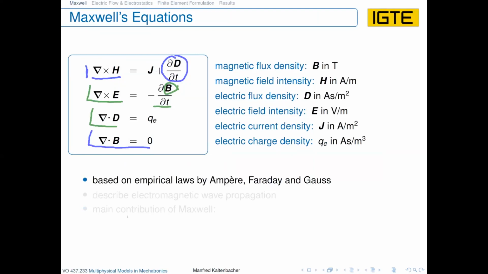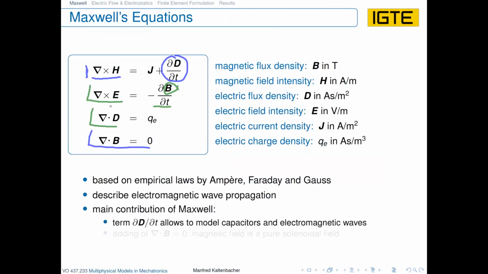Okay, summarizing, Maxwell's equations are based on the empirical laws of Ampere, Faraday and Gauss. Ampere was the first equation. Here, this is the important extension done by Maxwell, important if we discuss electromagnetic wave propagation, which will not be the case here. Faraday is the second one, and Gauss the third one. They can not only describe magnetostatic or eddy current problems or electrostatic problems, but they can also describe wave propagation. That is due to the main contribution of Maxwell, the first one, that we have this so-called displacement current density, the time derivative of D, the electric flux density, and the important addition that we have no sources within the magnetic field. It is a pure solenoidal field.